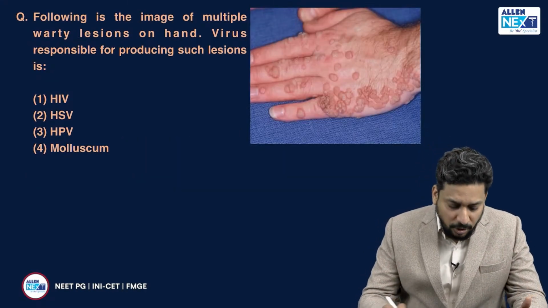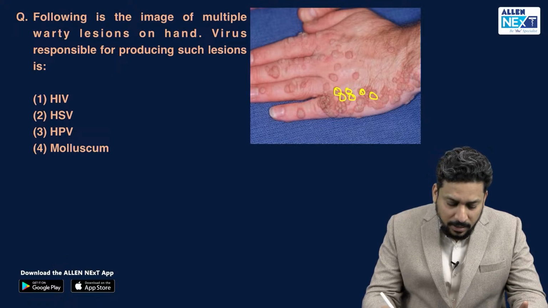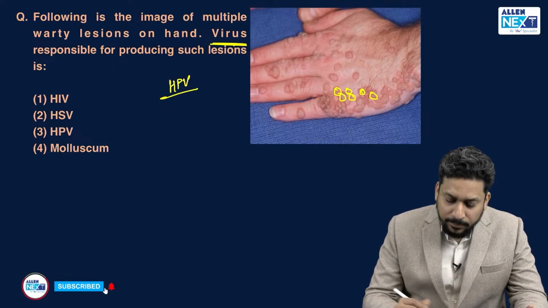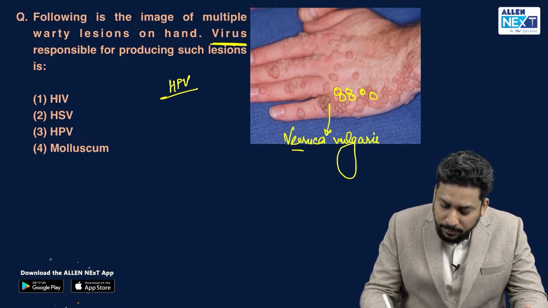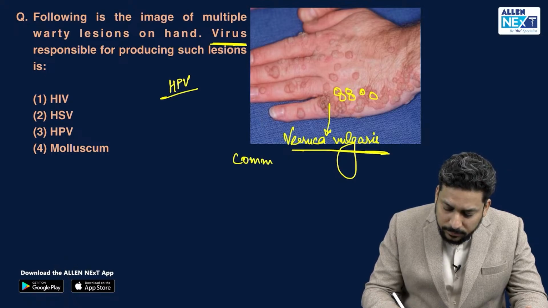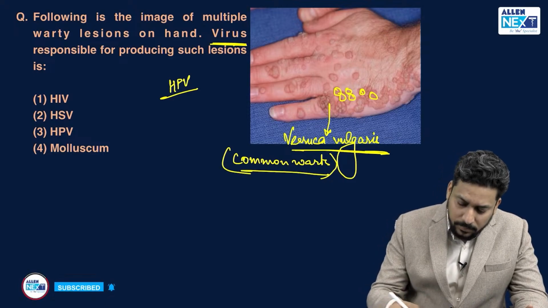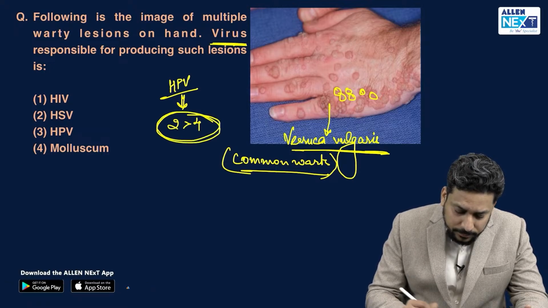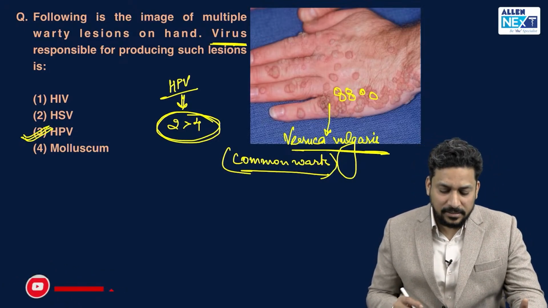The following is the image of multiple warty lesions on the hand. So you can see these multiple warty lesions over the hand. Virus responsible for producing such lesion is human papilloma virus. This is the common presentation of which warts? This is verruca vulgaris, which is the common type of warts, also known as common warts. They are commonly caused by human papilloma virus 2 and 4. So, human papilloma virus is the causative organism.